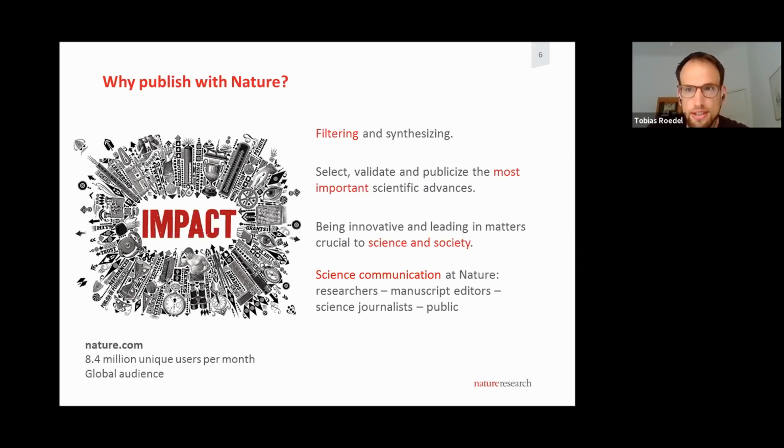And then finally, how science communication at Nature is done. We have this interface between the researchers and the public, and there are manuscript editors like me. And then, as I just said, we also have science journalists. So we have this gradual interface. Of course, researchers can also use social media to directly talk to the public. But by having an expert at each step, I think the great results in research get much better communicated.